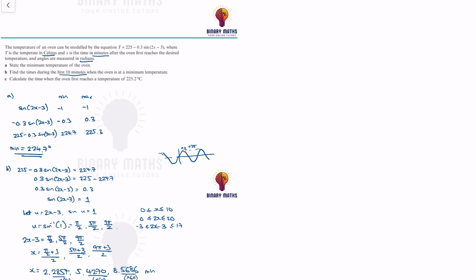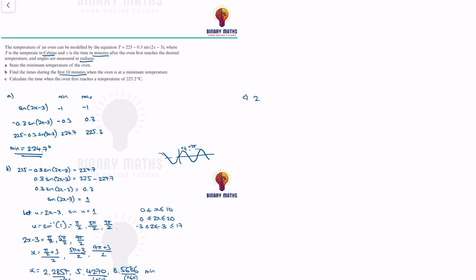So I get 2 minutes, and 0.2854 times 60, rounded, gives me 17 seconds. 5 minutes, 0.4270 times 60, rounded, gives me 26 seconds. And 8 minutes, again 0.5686 times 60 gives me 34 seconds when rounded. Next: calculate the time when the oven reaches a temperature of 225.2 degrees.